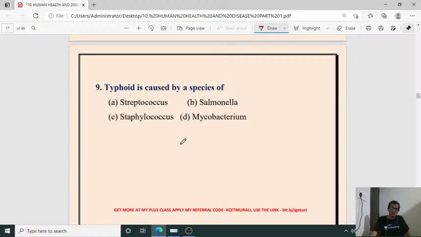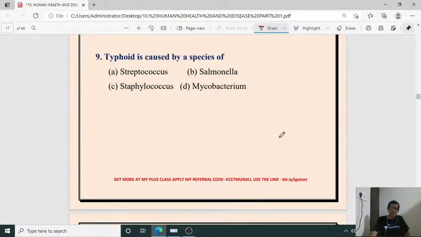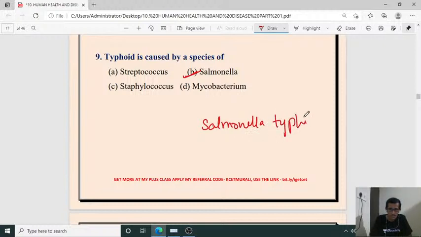Next, question number 9. Typhoid is caused by a species of what? Which species is going to cause typhoid? Here the options are Streptococcus, Salmonella, Staphylococcus, Mycobacterium. So typhoid is due to Salmonella typhi. It's a bacterium that causes typhoid fever.